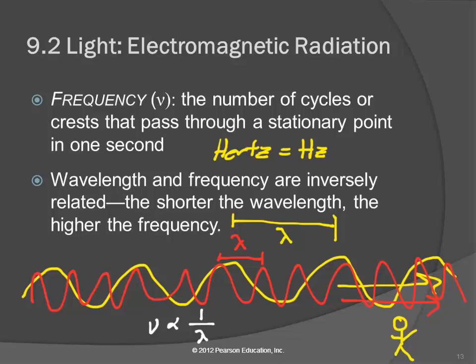Yes, question. Proportional symbol, is that an alpha? That's a proportional sign, which is like an alpha, yeah. It means proportional to. You could also say that nu equals some constant divided by lambda, if you like that better. The important thing is if one is bigger, the other is smaller. That's an inverse relationship.